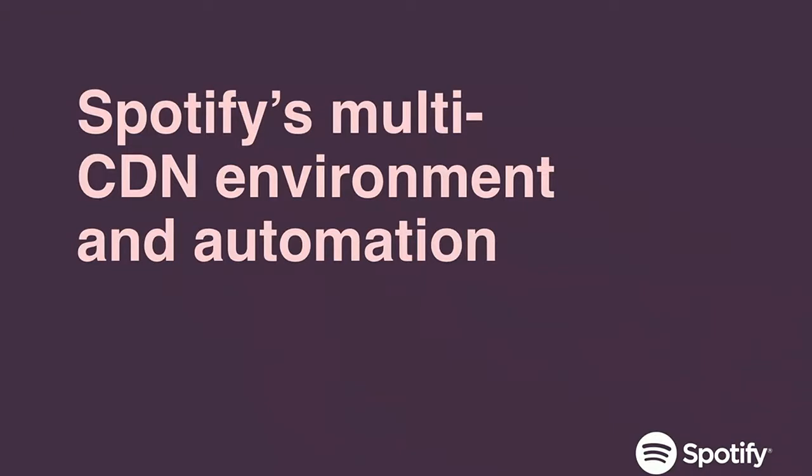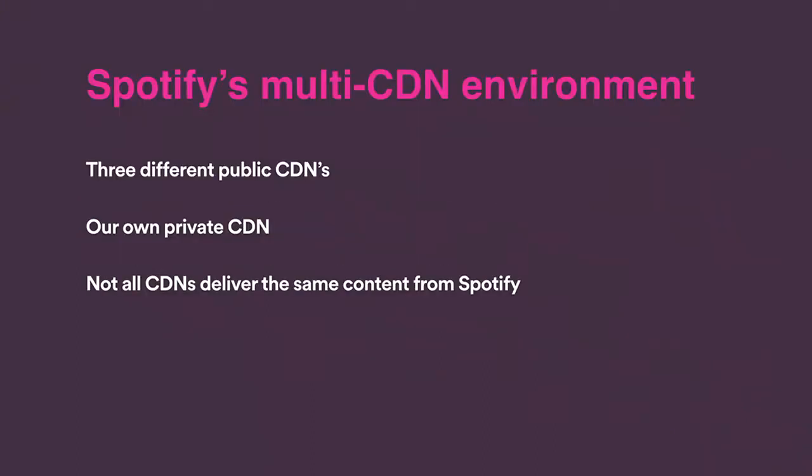And now for the deep dive into Spotify's situation with this multi-CDN environment and more on the why and how we built our in-house CDN automation. Spotify has 3 different public CDN providers. And alongside those 3, we have our own private CDN. That is a significant number of different providers to keep in mind. Not all CDNs deliver the same content because the same CDN properties do not exist on all our CDN providers. One of the reasons for this is also lack of automation. So you might be thinking, why not just manually configure all the properties on all these providers? But I'll get to why this is a problem for us.